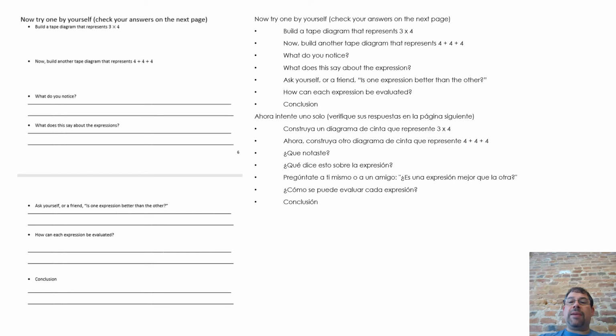Build a tape diagram that represents 3 times 4. Now build another tape diagram that represents 4 plus 4 plus 4. What do you notice? What does this say about the expression? Ask yourself or a friend, is one expression better than the other? How can each expression be evaluated? Conclusion.